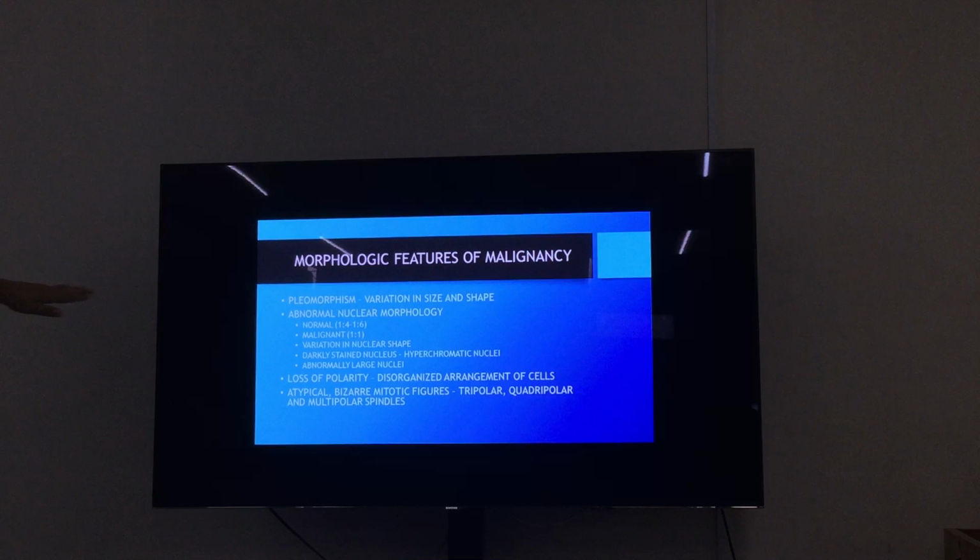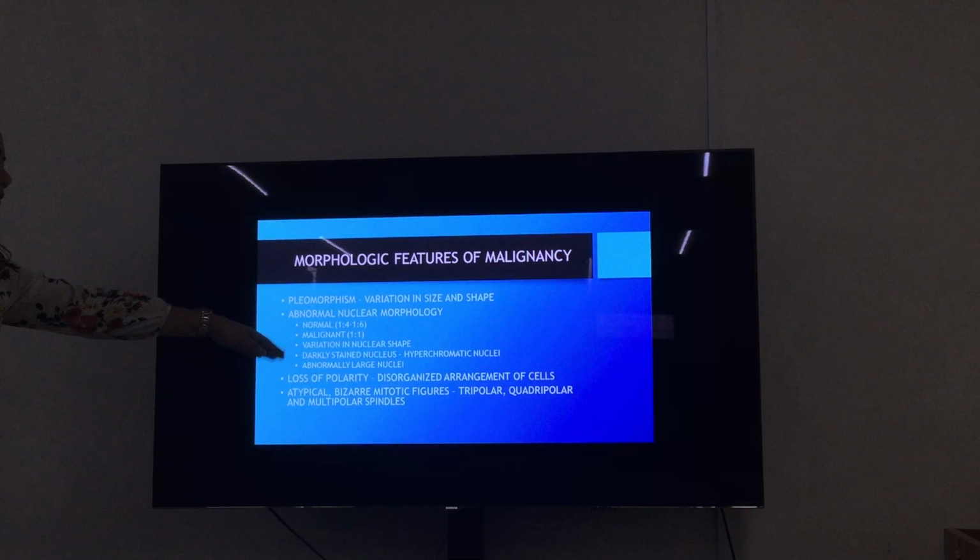Anyway, so, first is pleomorphism. So, there is variation in the size and the shape of the cells. So, ibig sabihin, you can see spindle cells, you can see round cells, you can see small cells, you can see these are large cells. Okay, so yun yung makikita mo sa malignancy.